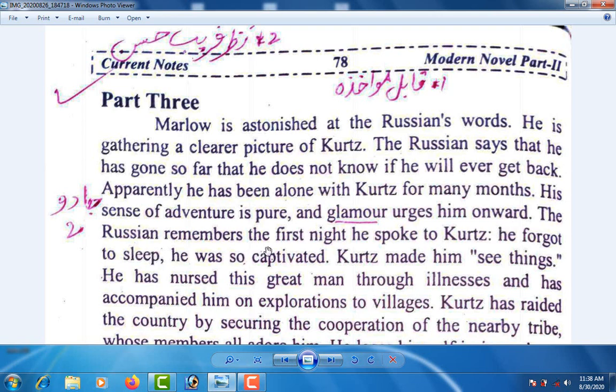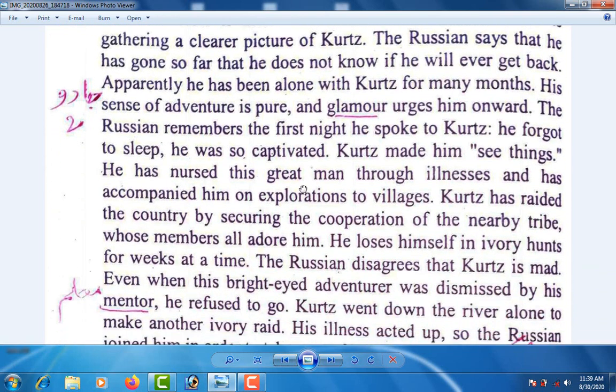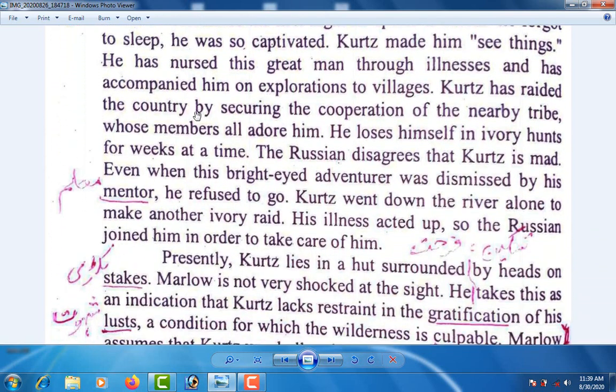The Russian remembers the first night he spoke to Kurtz. He forgot to sleep. He was so captivated. Kurtz made him see things. He has nursed this great man through illness and has accompanied him on explorations to villages. Kurtz has raided the country by securing the cooperation of the nearby tribe, whose members all adore him. He loses himself in ivory hunts for weeks at a time.